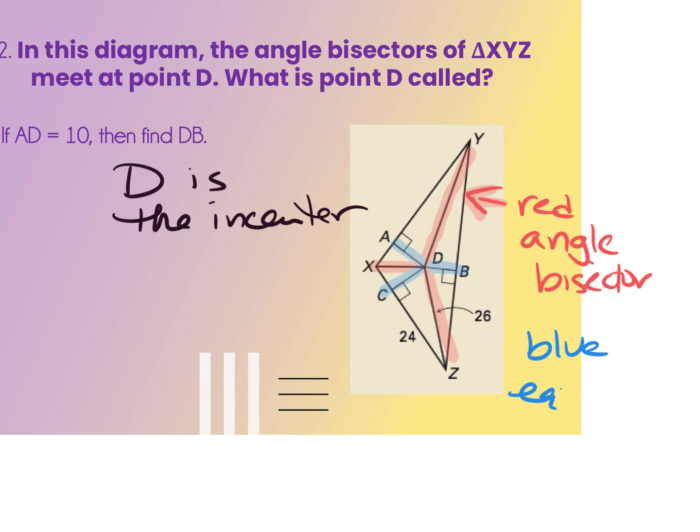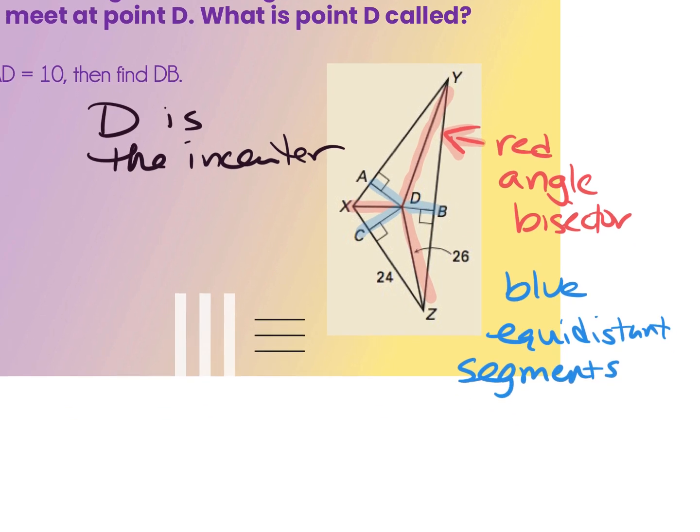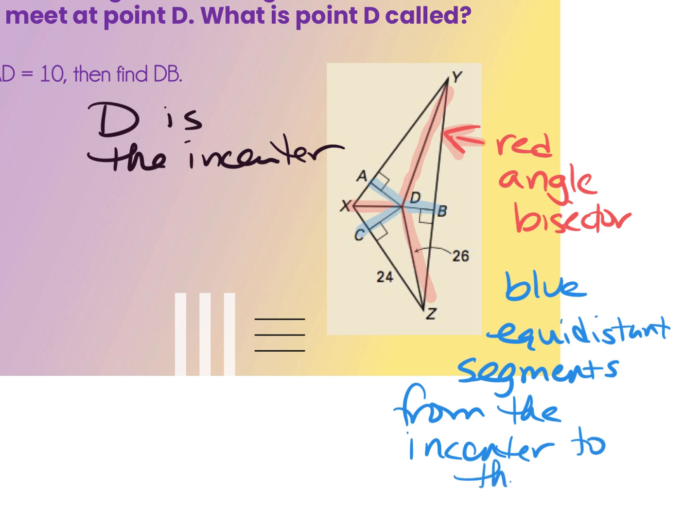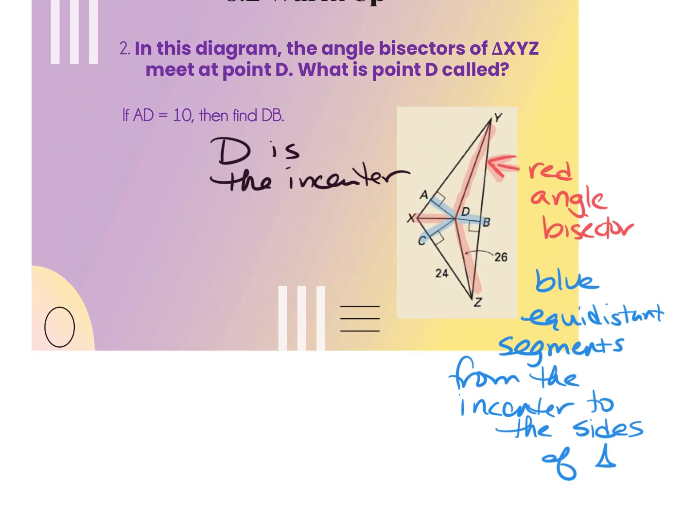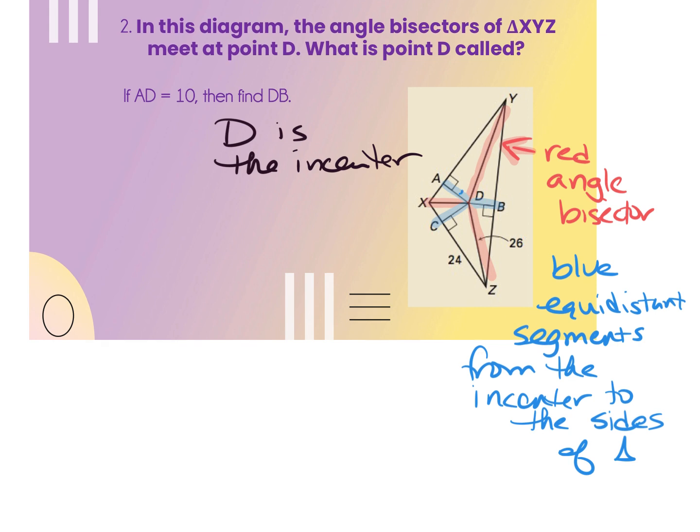So the blue are the equidistant segments from the incenter to the sides of the triangle. So they're telling me in the problem that the length of AD here is 10. And they want me to find the length of DB. Well, DB is that equidistant segment from the incenter to the side. So if AD is 10, DB is 10, and so is DC. So DB equals 10. So again, just be able to apply the theorems based off of these points of concurrency.